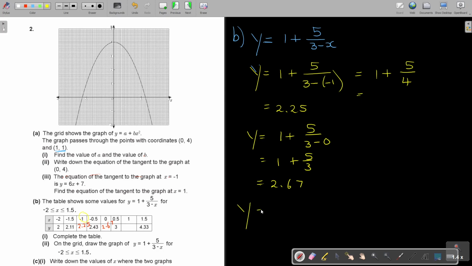So y is equal to 1 plus 5 over 3 minus 1. And that's 1 plus 5 over 2. So 5 divided by 2 plus 1, and that's 3.5. Okay. And now, so complete the table. Now on the grid, draw the graph. So basically, I must now go and plot all those values.